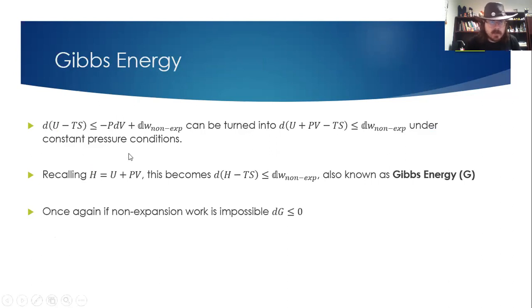let's say under constant pressure, that becomes enthalpy, and we have dH minus TdS is less than or equal to the non-expansion work. This is our Gibbs energy, our delta G. Once again, if we set this up so there's no circuits, there's no way to transfer and extract electrical energy, we say that delta G is less than or equal to zero. So these are spontaneous systems at either constant volume and temperature or constant pressure and temperature.